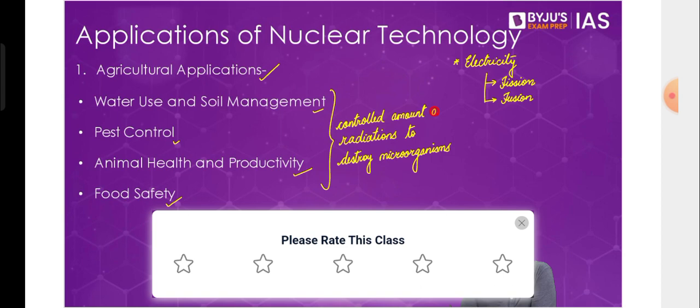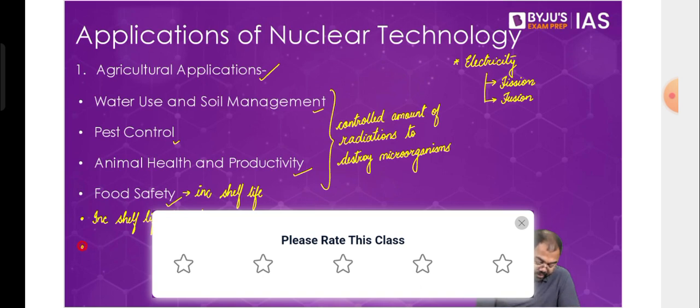Controlled amounts of radiation can be used to destroy microorganisms. So for food safety, we can increase the shelf life of the food. Not only that, even in the case of seeds, we can increase the shelf life as well. To do that, too, controlled amounts of radiation can be used.